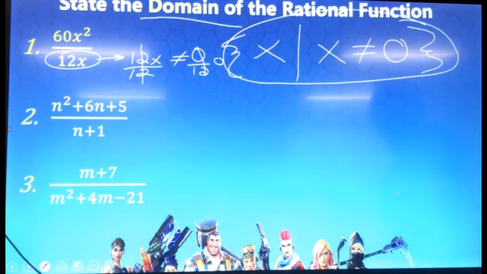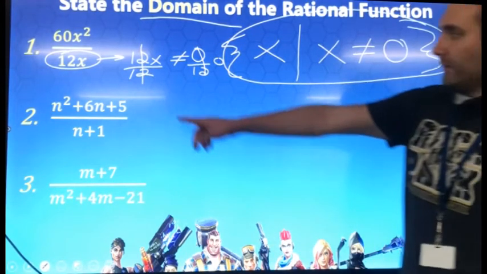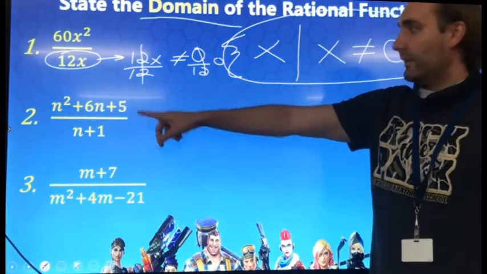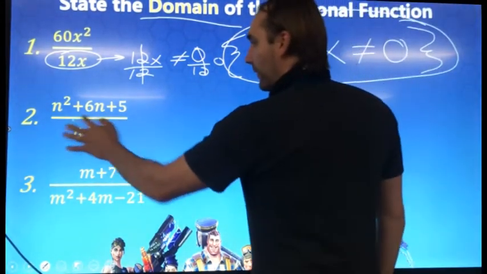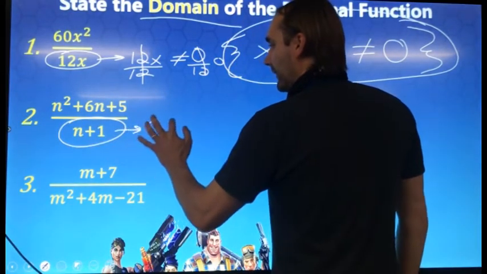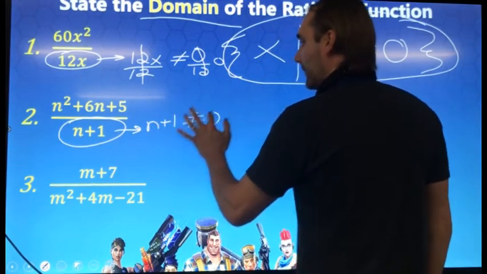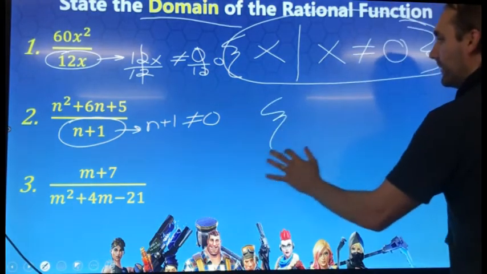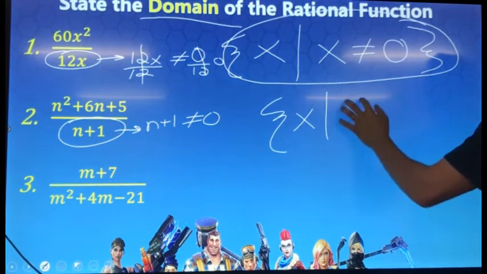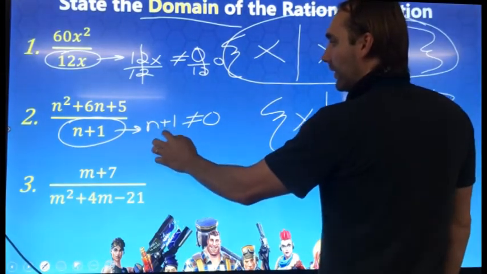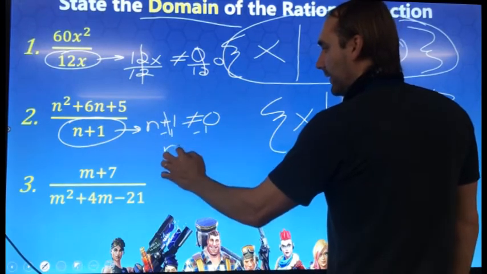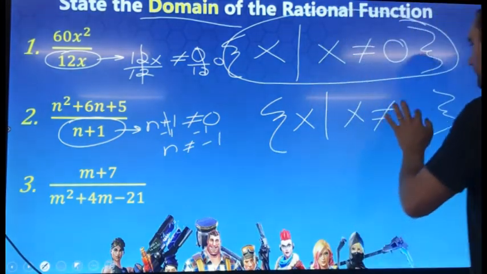Number 2, n squared plus 6n plus 5 over n plus 1. Do I care about the top? No, the bottom is the one that matters. Exactly. I don't care about the top until after spring break. So let me set this n plus 1 not equal to 0 and solve for n. So the domain is all real numbers to where n cannot equal what value? Very good. So subtract 1 on both sides. n cannot equal negative 1.